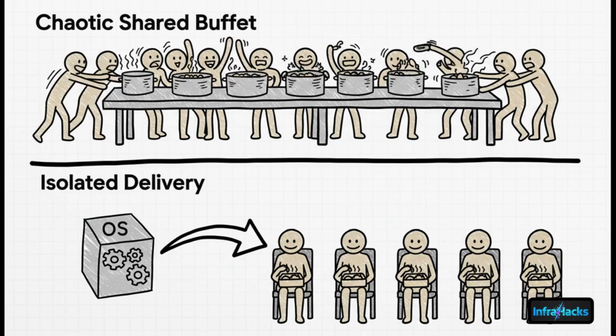Imagine you're at a huge community feast. The old way is everyone just mobbing the buffet table, a total free-for-all, it's chaos. But the container way? It's like the organizers gave everyone their own personal meal box. The food all came from the same kitchen, right? The resources are the same, but now everyone gets their own perfectly portioned, isolated meal. That is exactly what namespaces and Cgroups do for your computer's resources.